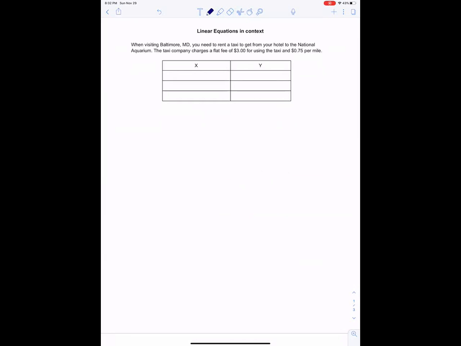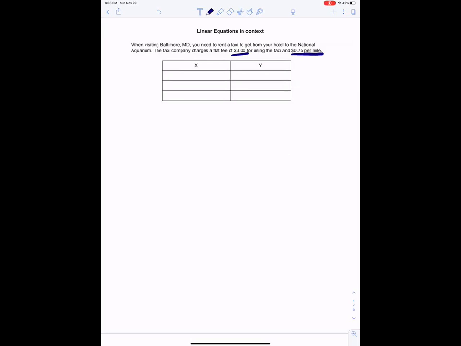For the first example, you're visiting Baltimore and you rent a taxi that gets you from your hotel to the National Aquarium. The taxi company charges a flat fee of $3 for using the taxi and 75 cents per mile. So I'm given two numbers from this one sentence. What can I do in order to come up with an equation that's going to help me interpret how much it will cost me to ride this taxi?